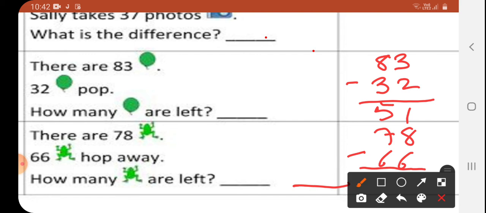In the coming, there is one more link which will give you, where I have solved the worksheet. So, the solved worksheet is there. See that worksheet and solve your worksheet.